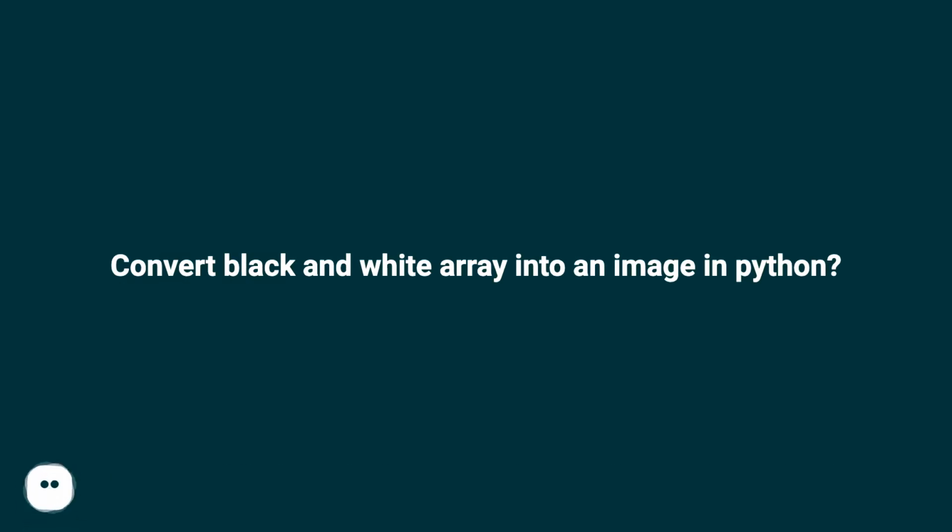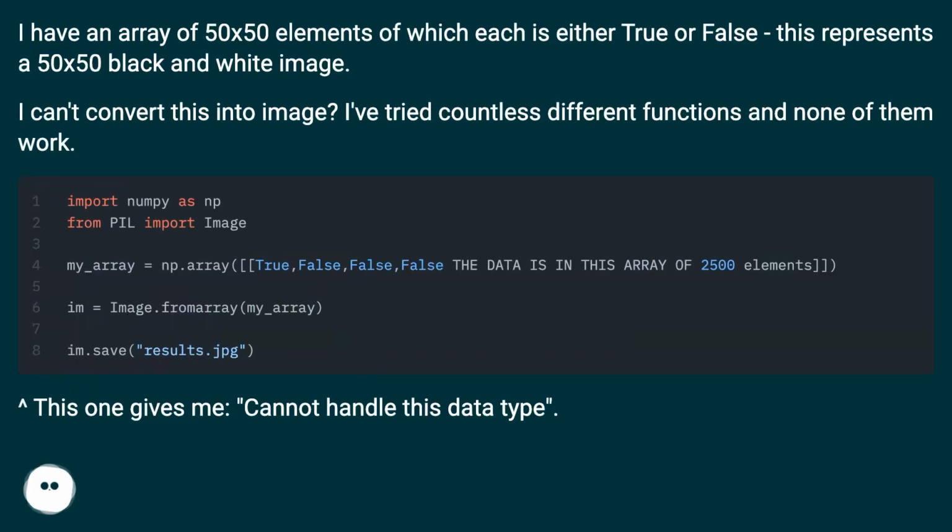Convert black and white array into an image in Python. I have an array of 50 by 50 elements of which each is either true or false. This represents a 50 by 50 black and white image. I can't convert this into an image? I've tried countless different functions and none of them work.